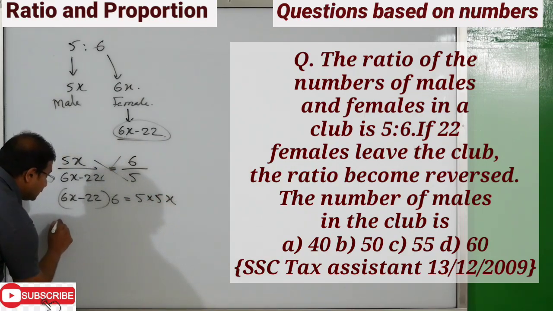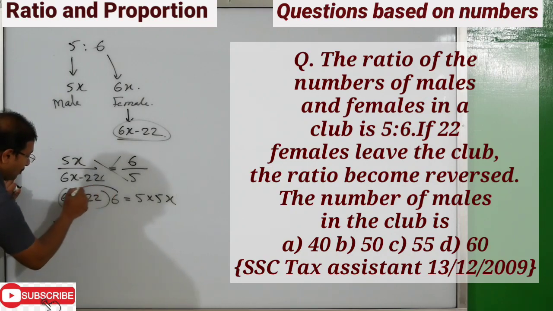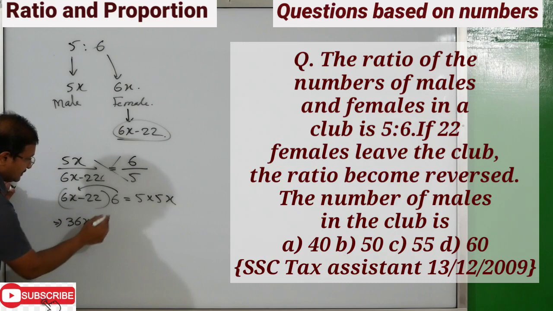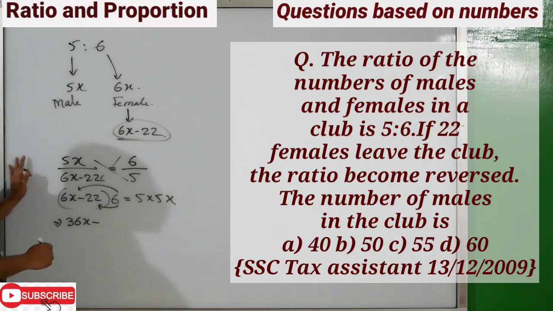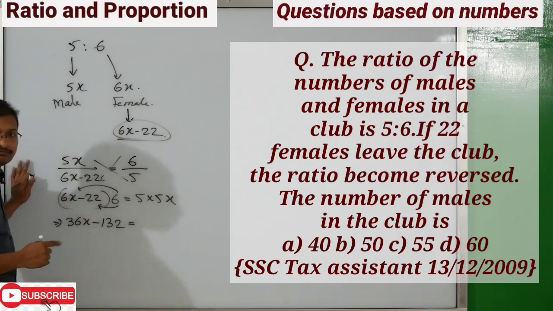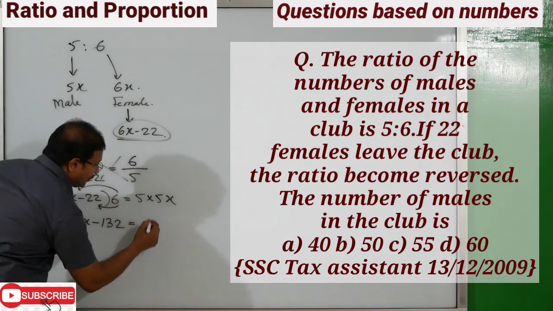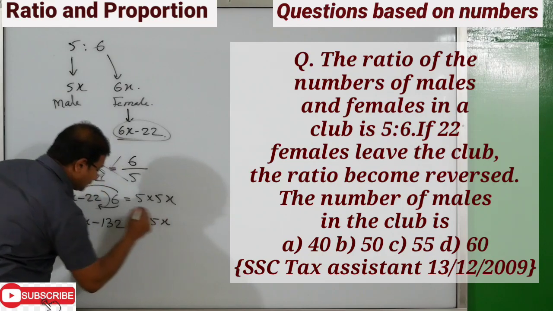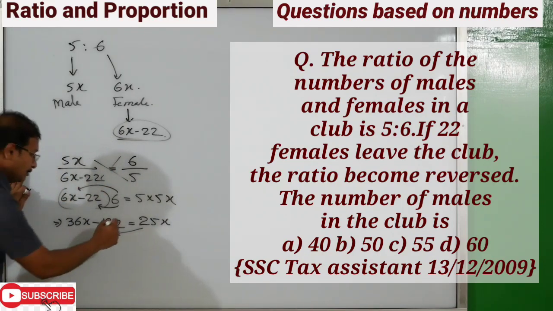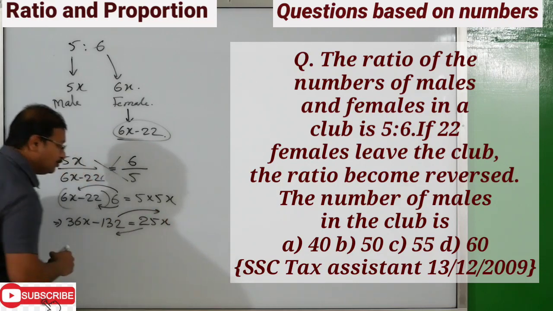Ready? That means 6 into 6x. See, opening the bracket. 6 into 6, that means 36x, minus 22 into 6, that is 132. Multiply and check it. After that, 5 5s are 25x. Now this 25x will carry to the left side. Minus 132 will go to the right side.